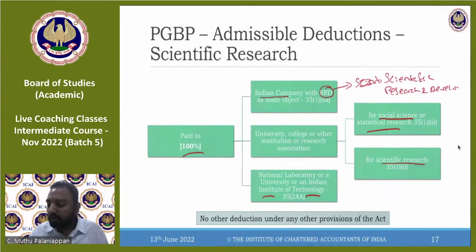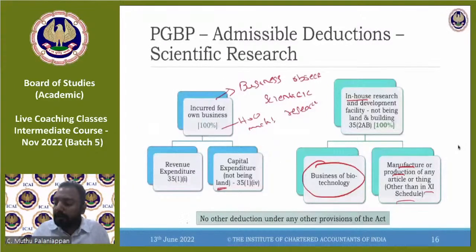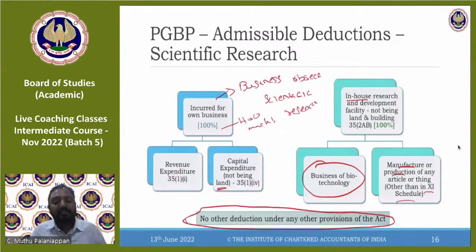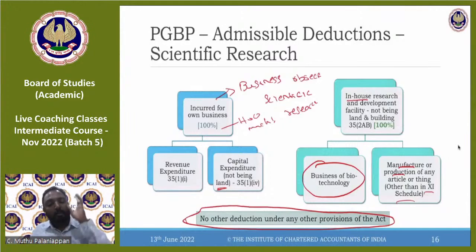One thing that we must note in both these things is: no other deduction. Please understand this. No other deduction under any other provision. Once I've claimed deduction under Section 35, I'm not eligible for any other deduction under any other provisions of this Act. So I'm not eligible for depreciation, because depreciation is also a deduction under Section 32. Similarly, I'm not eligible for any other deduction across the Act. Once I've claimed this Section 35, I'm not eligible for anything else.